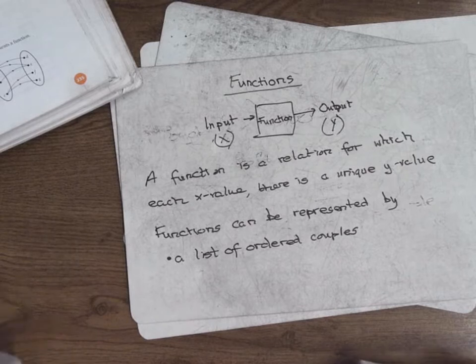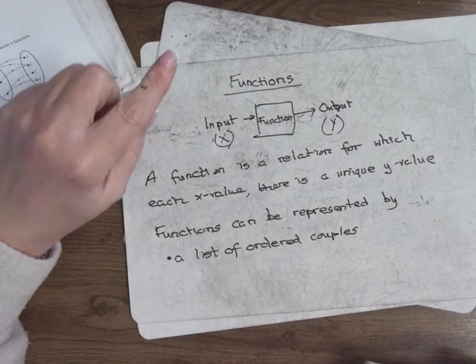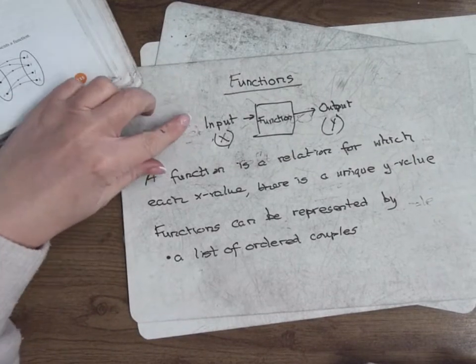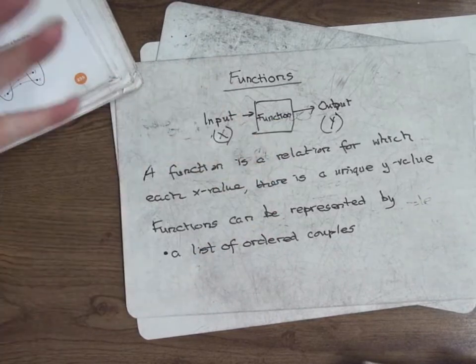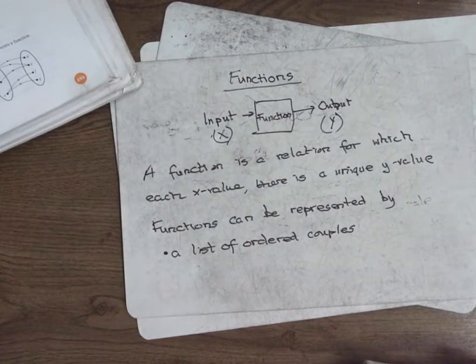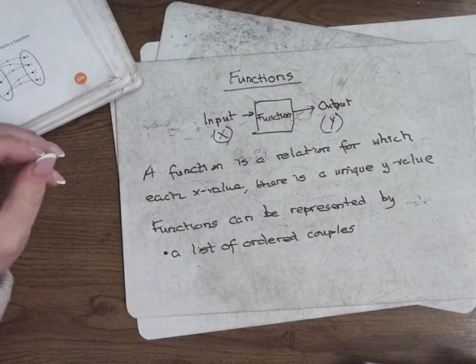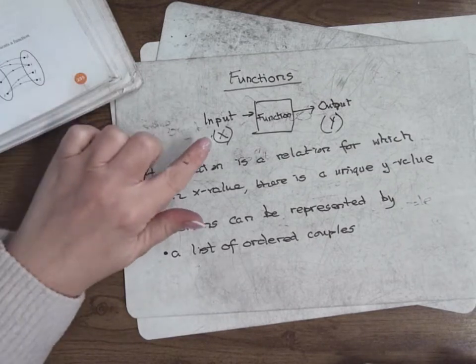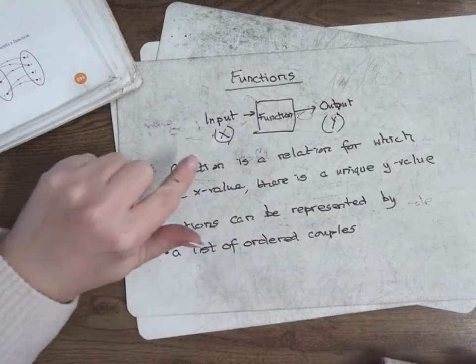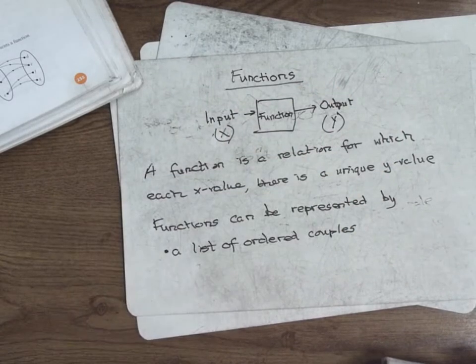Okay, right. So a function was, you take an input, you put it into the function, so the function is a rule. So the rule might be square it and add 4. It might be take away 5 of it, and you get an output. You put in an x, you get out a y.